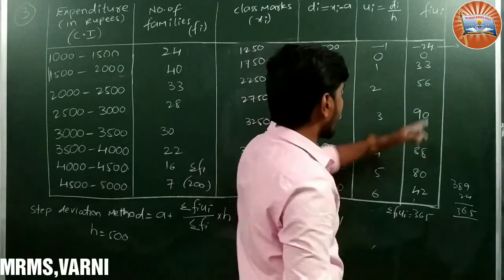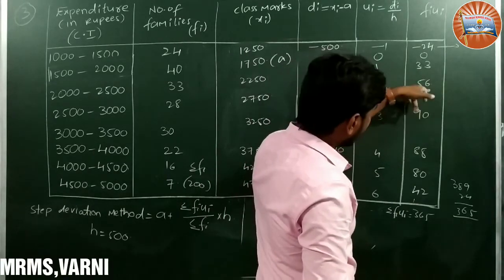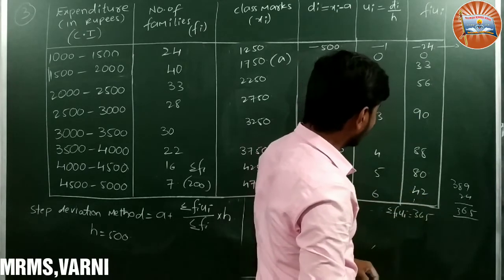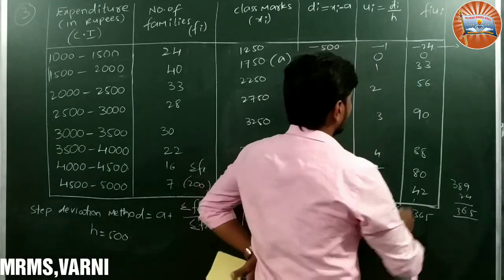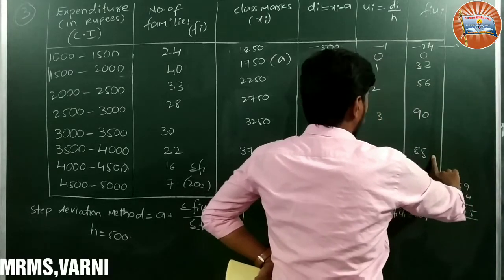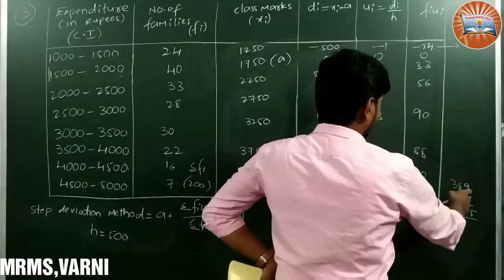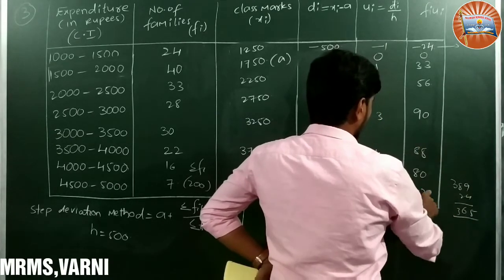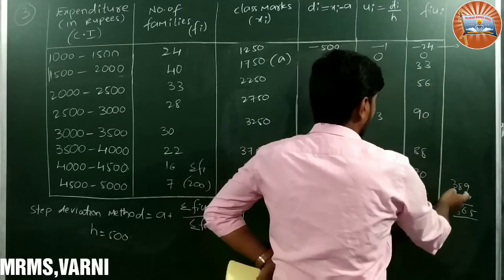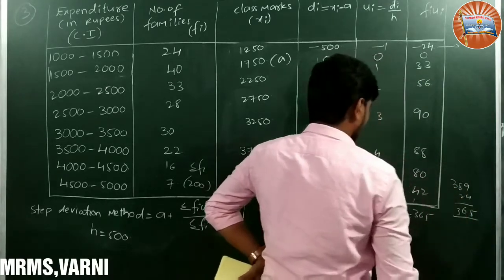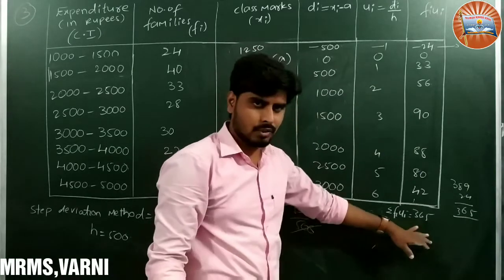Let me check once again. Adding again, 389 minus 24 gives 365. Okay, sigma fi ui we got is 365.